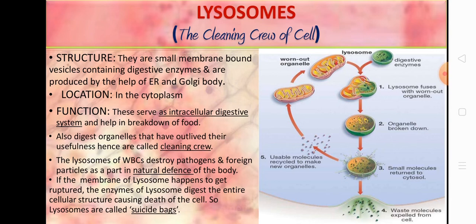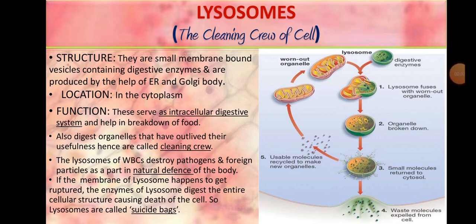Lysosomes of WBCs also help in destroying pathogens or any foreign particles or bodies that enter a cell, and therefore they act as the natural defense mechanism of the cell or of the cell body. And the most popular function is the one that you already know of. If the membrane of the lysosome happens to get ruptured due to some event, the enzymes of the lysosomes can digest the entire cellular structure, causing the death of the cell, and that is why these are also called as suicide bags of the cell.